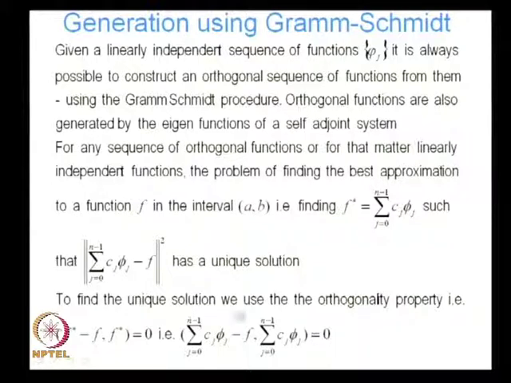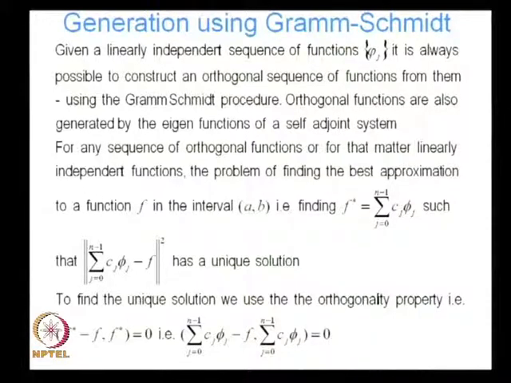To find the unique solution, we use the orthogonality property. What is the orthogonality? We just talked about that. It is that f star minus f comma f star must be equal to 0, right. Why do I say that? Well, because f star minus f is my error, and I know that f star minus f must be orthogonal to the space spanned by the basis functions, by phi j.